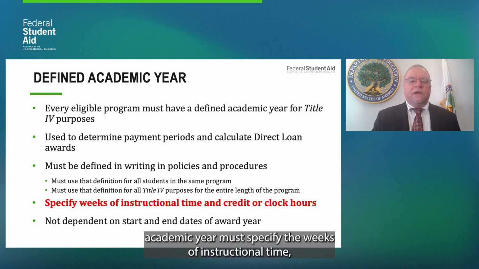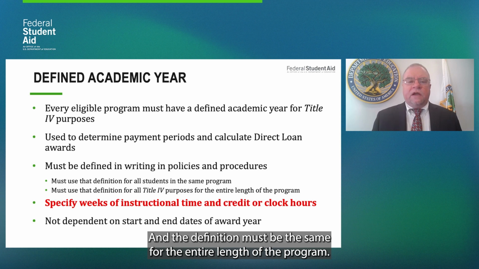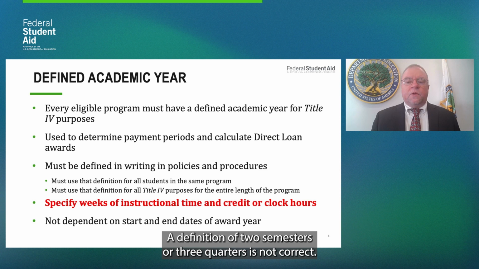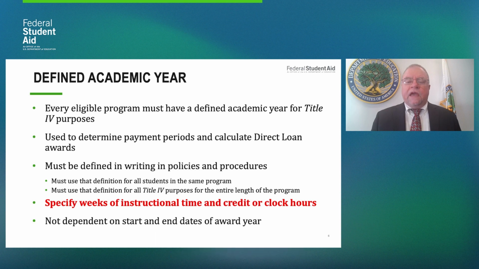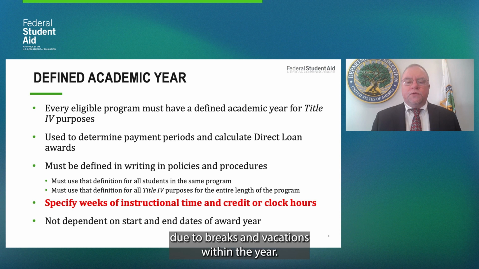The defined academic year must specify the weeks of instructional time, as well as the number of credit or clock hours in the academic year, and the definition must be the same for the entire length of the program. A definition of 2 semesters or 3 quarters is not correct. It must specify weeks of instructional time, and these are often not the same as the calendar weeks in the year due to breaks and vacations within the year.